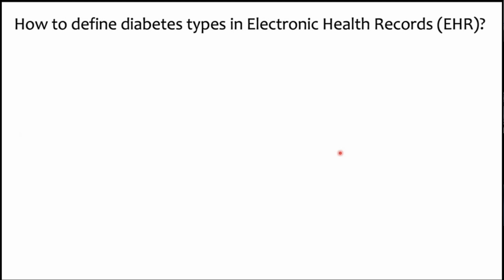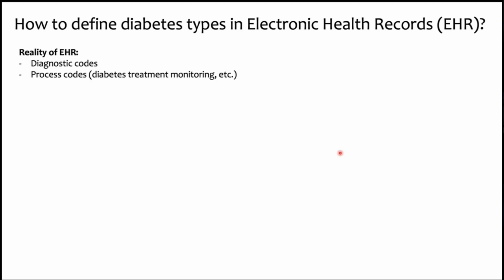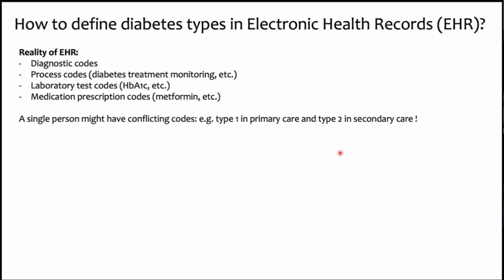And of course, it's not so easy to define who has diabetes and who has not. And you have done a lot of research on this topic, I'm aware. So you know this much better. The reality is, it's a mess. There are diagnostic codes, there are process codes, there are lab codes, there are medication codes. And in the end, many people have conflicting codes. And somehow you need to tease out what is now this person's diabetes status, type 1, type 2, unlikely, other, and so forth.